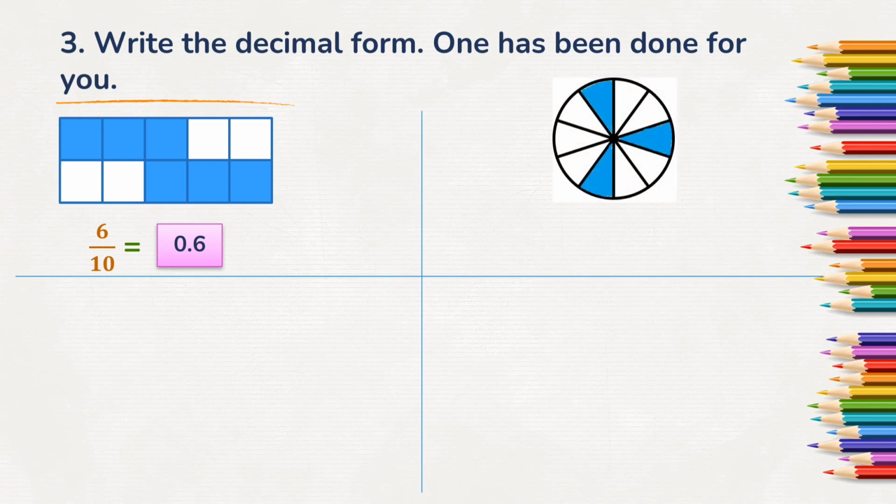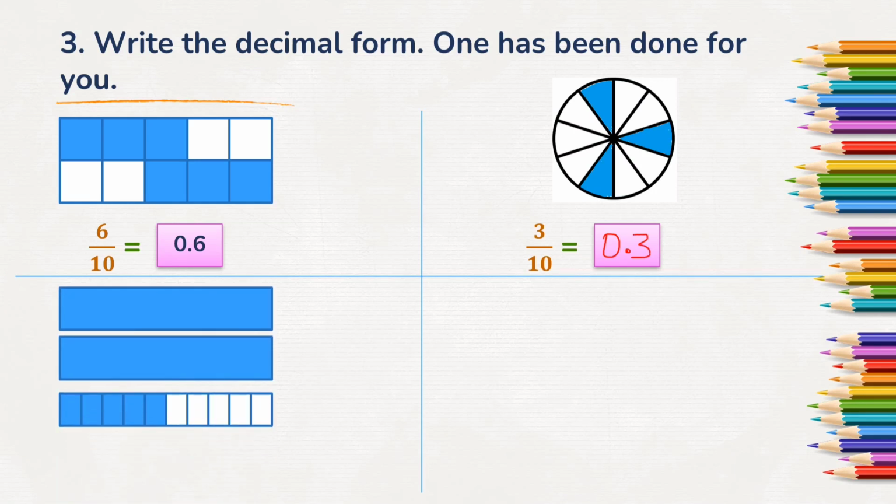Here, out of 10 parts, only 3 parts are considered. So, 3 by 10. So, in decimal form, we will write 0.3. Correct? Here, in this one, 2 whole is there. Then, the next whole is divided into 10 parts. Out of 10 parts, 5 parts are considered. So, we'll write 2 and 5 by 10, and in decimal form 2.5.